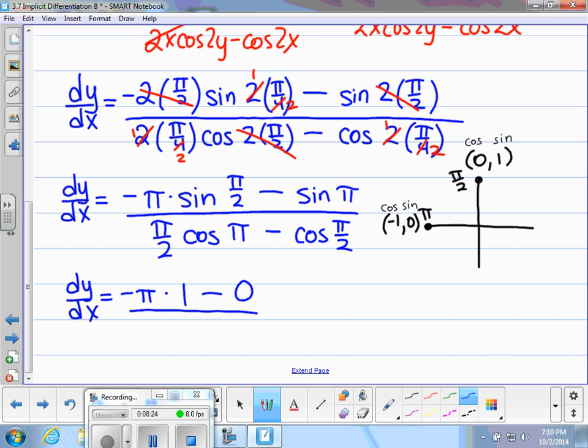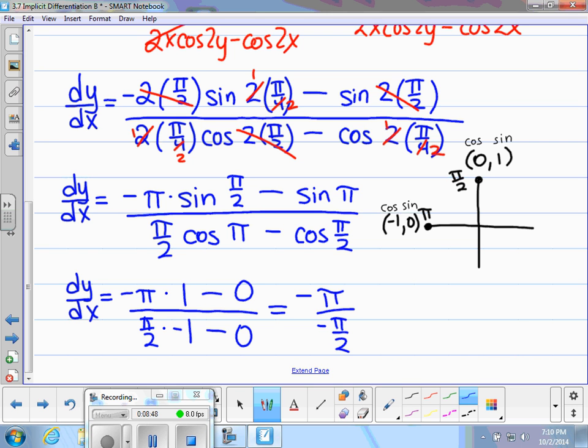Divide by, okay, pi over 2 times cosine of pi. So I look over here and cosine of pi is -1, so this is just times -1. Minus cosine of pi over 2. So at pi over 2, cosine is 0, so this is one big fat 0. So what I have now is negative pi over negative pi over 2.